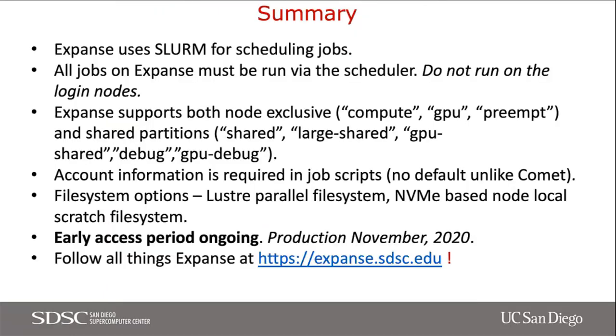So I think I'm about 5 minutes out, so let me summarize. Basically, we are using Slurm just like Comet. All the jobs have to go through the scheduler, don't run on the login nodes. We support both node exclusive and shared partitions, just like Comet. So you have a few extra ones to help you on the GPU side and also with the preempt options. The account information is required in job scripts. I want to add one more here. You should put in memory requirements explicitly also.